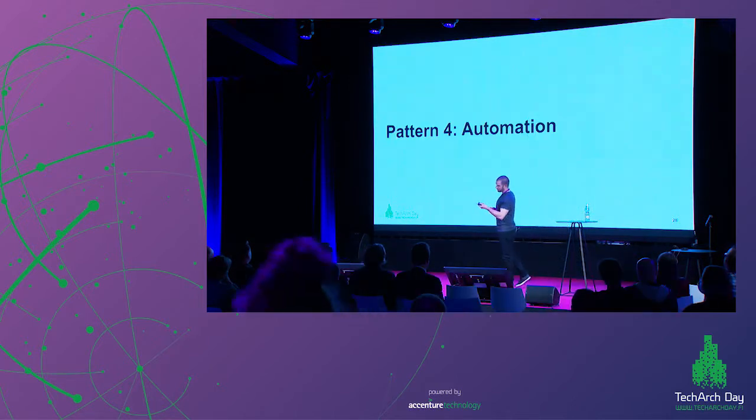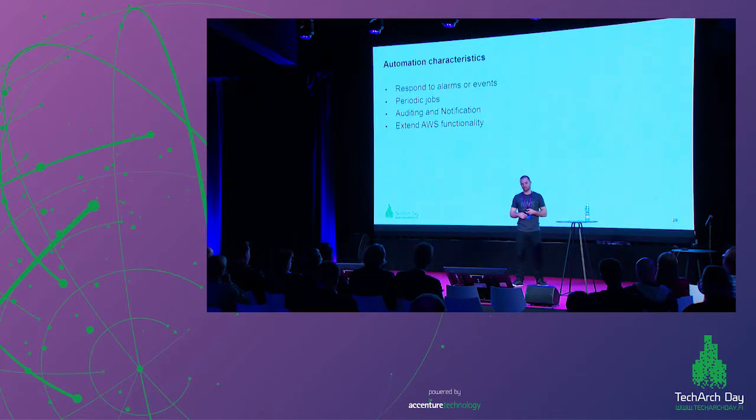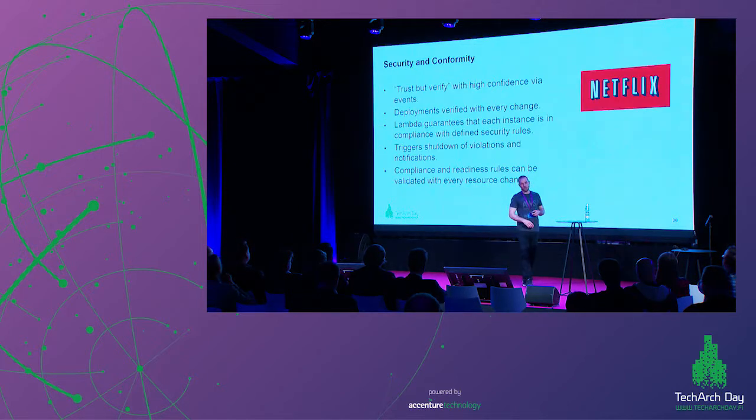The fourth pattern, which is extremely popular and particularly made popular by Netflix, is responding to alarms and events, which is for automation, right? Security, auditing, notification. Most of it is about extending the AWS functionality. Netflix has the concept of trust but verify. So they allow everything in their infrastructure to evolve by itself.